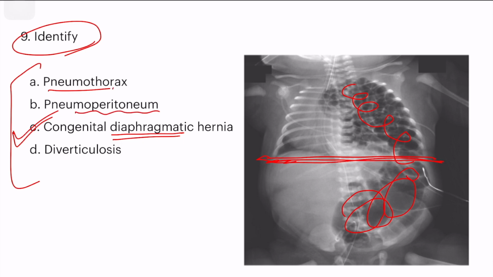And pneumoperitoneum, you'll be able to see air somewhere over here, like here below the diaphragm or here. That becomes pneumoperitoneum. So in this question, it's hernia.